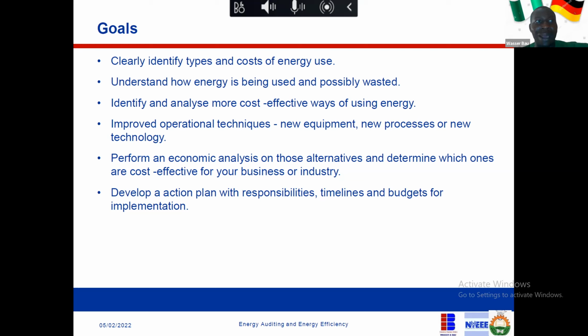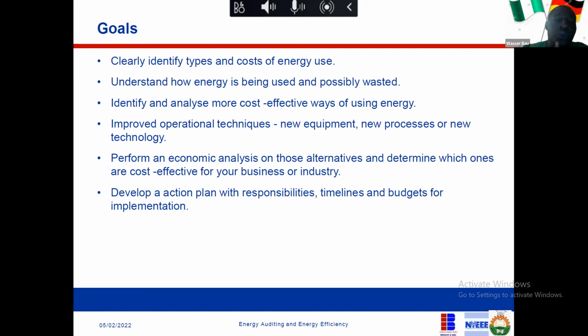So they're interested in the numbers. What is this man talking about? Tell us how much you are spending and tell us how much you are saving. That's it. And do it in a professional way. Then finally, your goal should be to develop an action plan. Responsibility, in other words, what everybody should do, timelines, and budget for implementation.